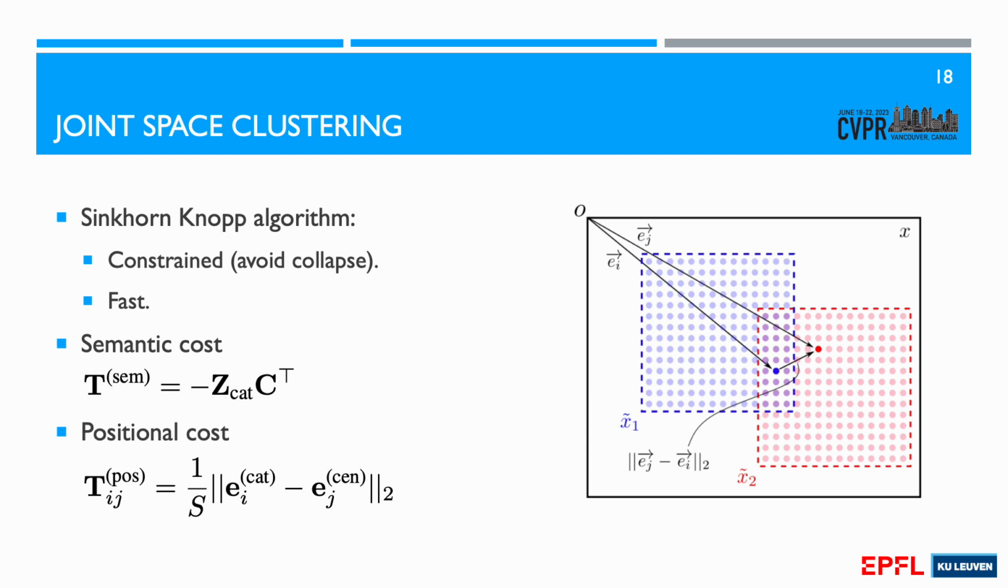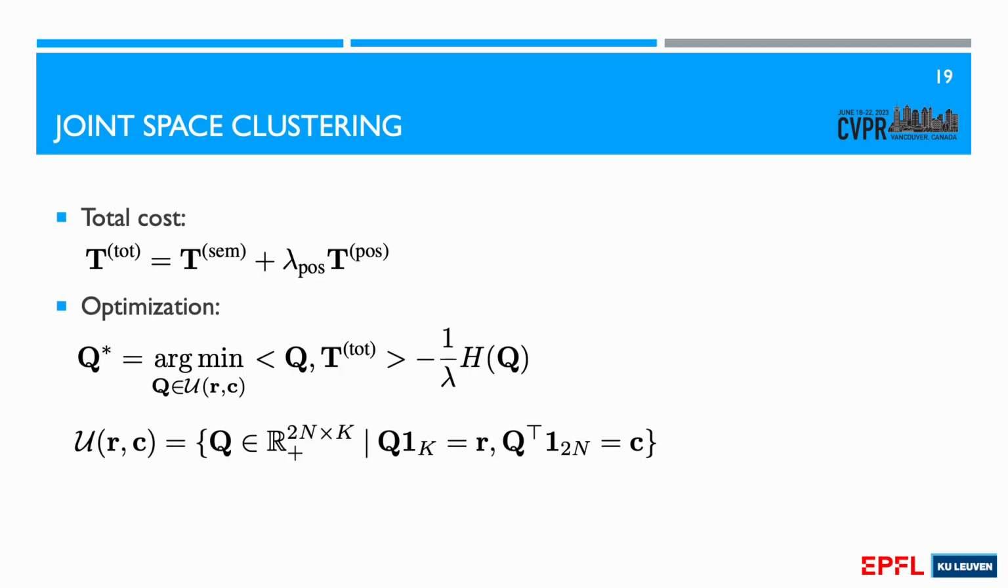It is based on an optimal transport formulation using the Sinkhorn-Knopp algorithm. This algorithm is chosen because it is fast and solves a constrained optimization, which helps to avoid collapse issues. The cost of assigning a token to cluster k is proportional to its similarity. On top of this, we add a positional prior to favor compact clusters. The total transport cost is the sum of the semantic cost and the positional cost. The Sinkhorn-Knopp algorithm then finds an assignment Q, which is the least misaligned with the total cost and which satisfies the constraint on the marginals.